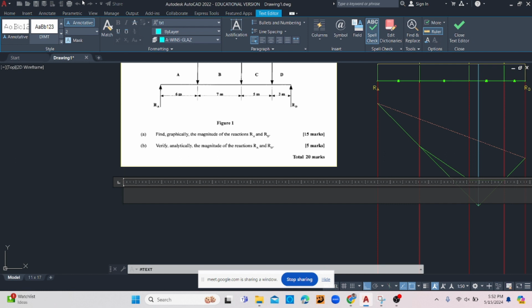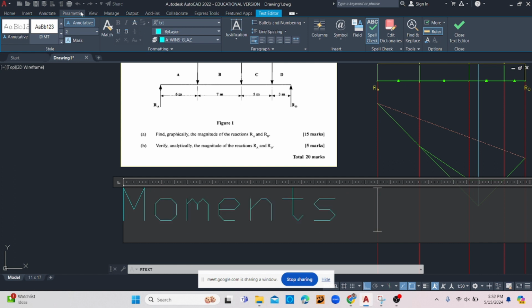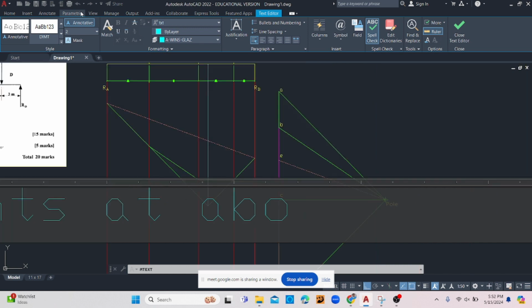Alright, so here's what we're going to do. So, moment at RA. Let me just write that. Moment at, or about, RA. And RA is this fancy one here.